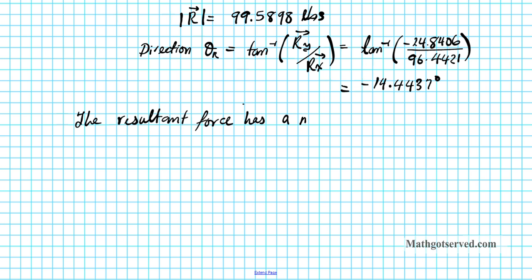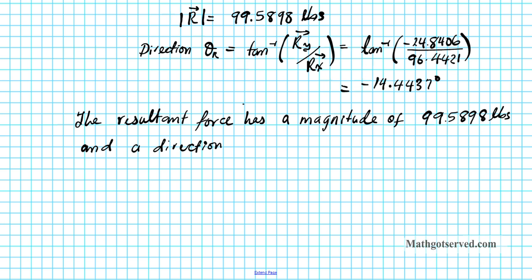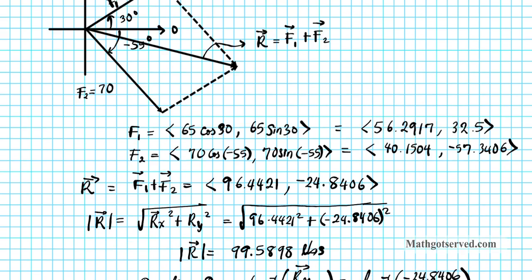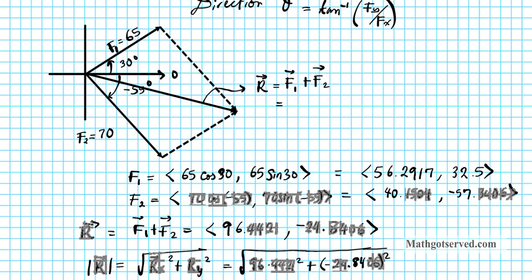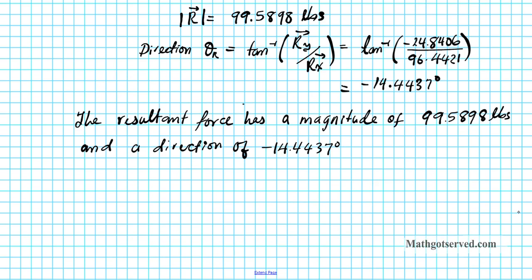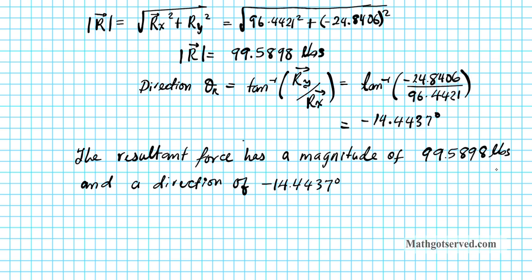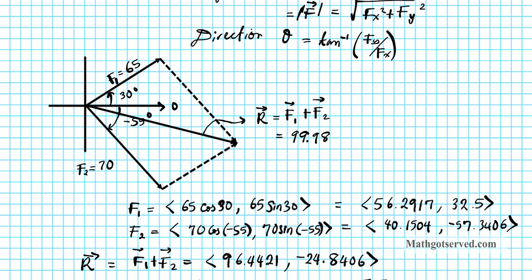All right, so let's apply our answer to our sketch right here. So this 99.58 is the sum of the two vectors, and the direction is right here. The direction is this angle that this vector R has. So this angular measure right here is negative 14.44 degrees. That's the direction of the resultant force. Okay, so that's that.